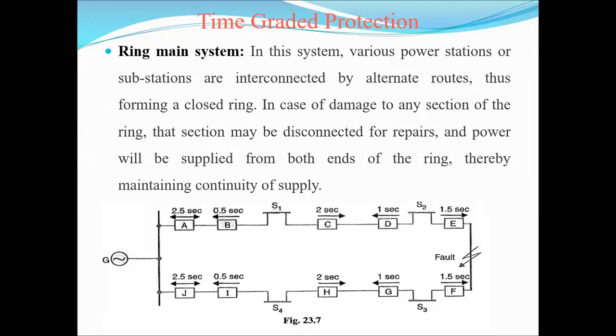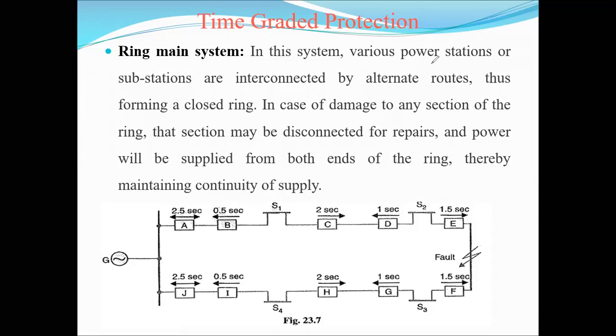First of all, what is meant by the ring main system? We already know what is meant by the radial system, the parallel system and the ring main system. First, what is meant by the radial system? Radial means there is only one feeder line from the generating station to the substation, with no tappings in between the feeder line. That is known as the radial type of system.